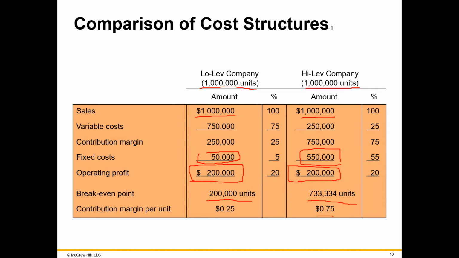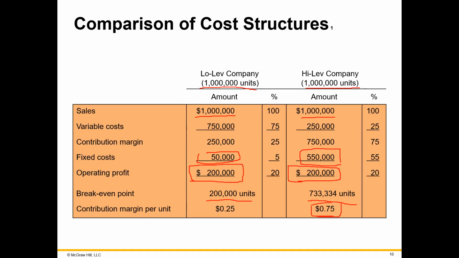But the high leverage company has a lot more upside. For every unit that it sells above its break-even point, it's making 75 cents of profit. Whereas for the low leverage company, for every unit sold above break-even point, they're only making 25 cents of profit.